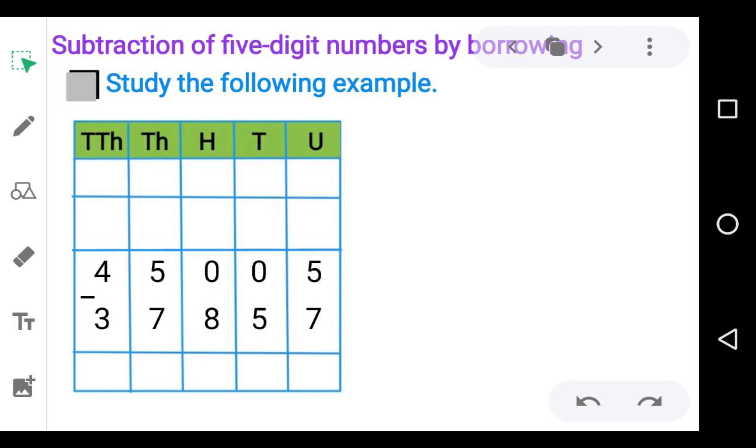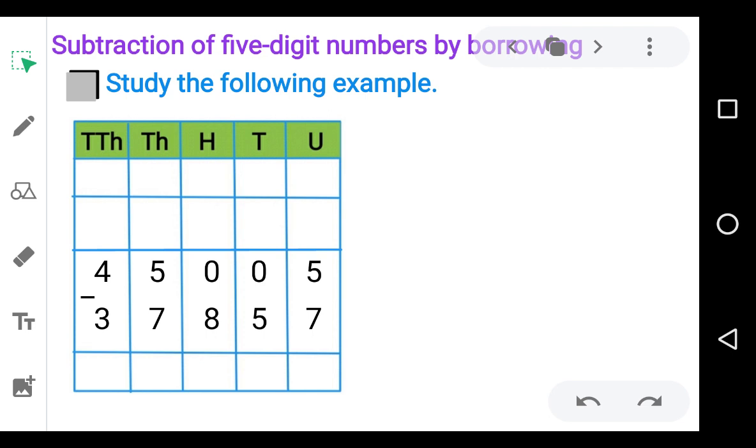45,005 and 37,857. So, here we have to subtract first 7 from 5. See, at the unit place, we have to subtract 7 from 5. But we cannot subtract 7 from 5. So, we borrow 1 from the tens place, but at the tens place there is 0. And at the 100 place there is also 0.